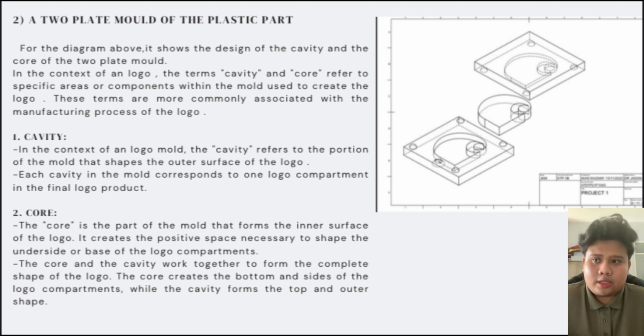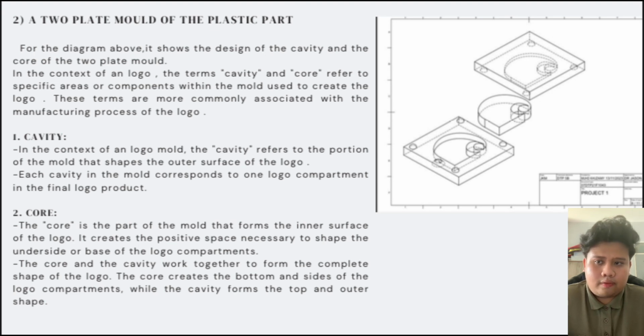First is the cavity. In the context of a logo mold, the cavity refers to the portion of the mold that shapes the outer surface of the logo. Each cavity in the mold corresponds to one logo compartment in the final logo product. The core is the part of the mold that forms the inner surface of the logo. It creates the positive space necessary to shape the underside or base of the logo compartment.